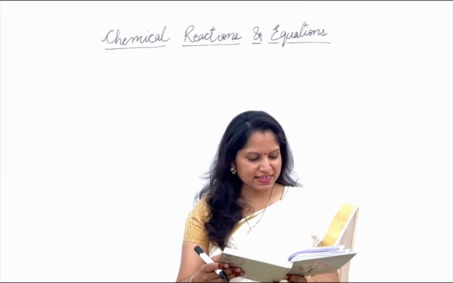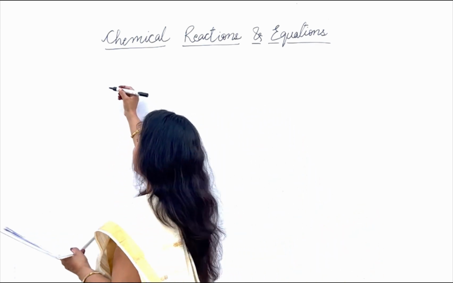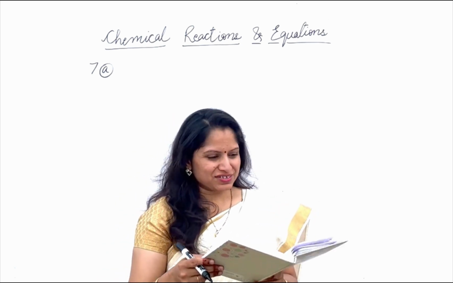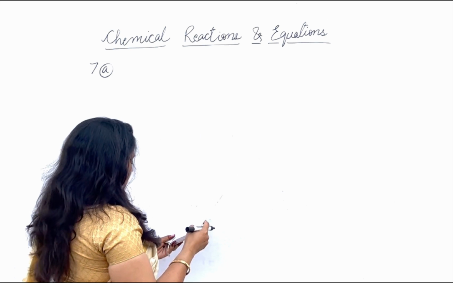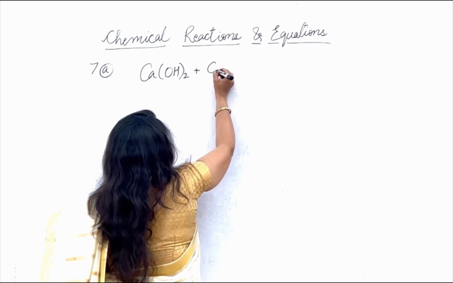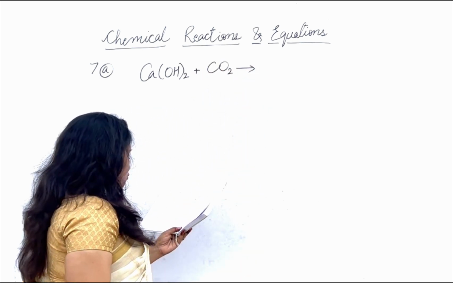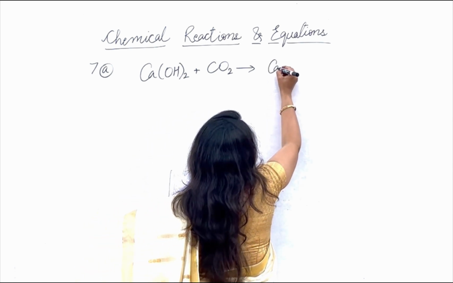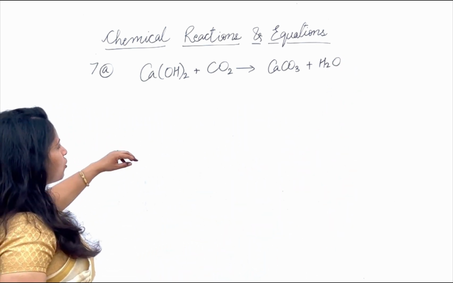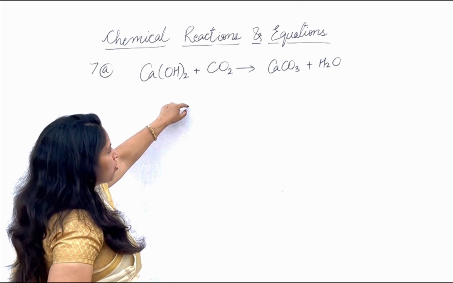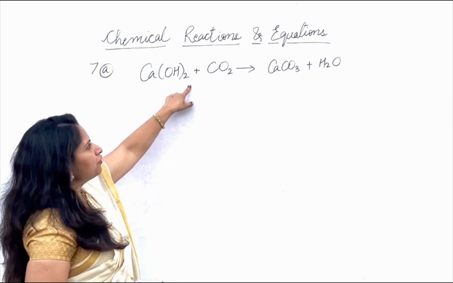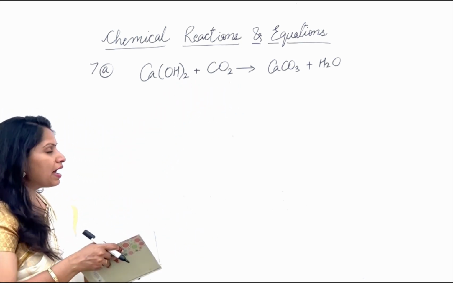Now let's consider question number 7. Again, we will be doing the same thing in question number 7 as well, practicing a lot of reactions. Calcium hydroxide combines with carbon dioxide to form calcium carbonate and water. So let's balance it. Calcium is already balanced. Count the number of oxygen atoms. It's 2 plus 2, 4 this side. Here it's 3 plus 1, again 4. Hydrogen it's 2. That side also it's 2. So it's already a balanced equation.